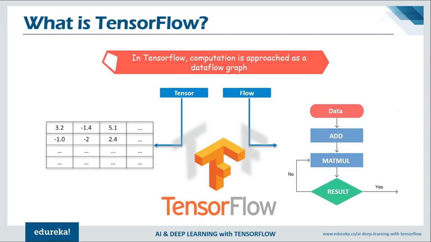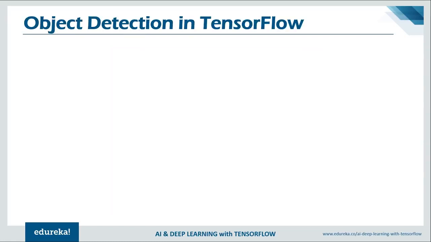Now, TensorFlow computations are expressed as stateful data flow graphs. The name TensorFlow derives from the operations that such neural networks perform on multidimensional data arrays, which are known as tensors. Now let's see how object detection can be performed in TensorFlow.